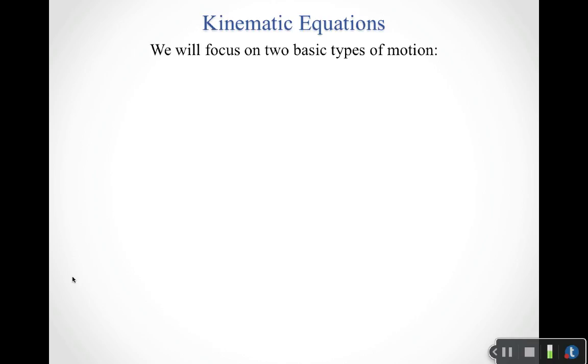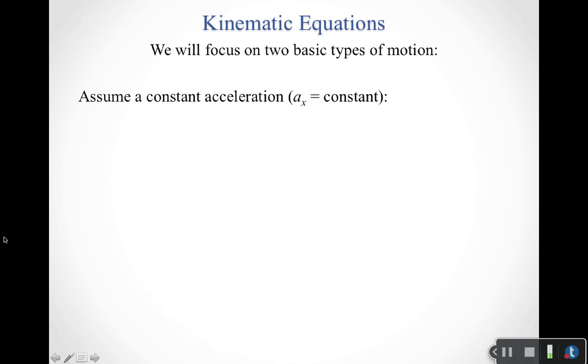Okay, so what we're going to do at this point is derive the equations of motion for both constant acceleration and constant velocity. That's effectively the two basic types of motion that we'll deal with. Now you'll see that the process we're going to use is robust enough that we could use it for any type of motion. We would just be stuck needing to deal with an integral.